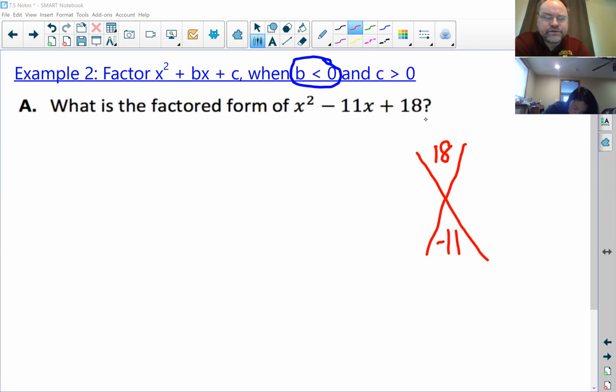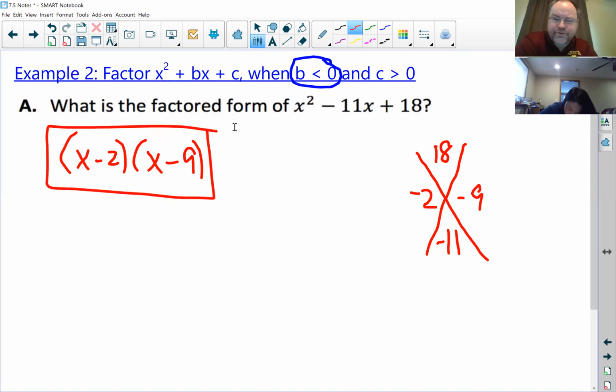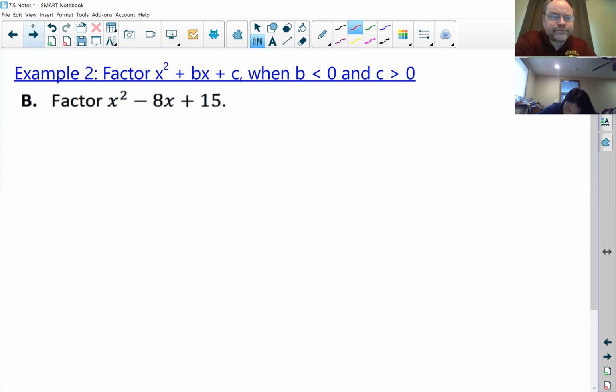Excellent. -2 and -9. x minus 2, x minus 9 is my factored form. Another one here, two numbers that multiply to 15 and add to -8.